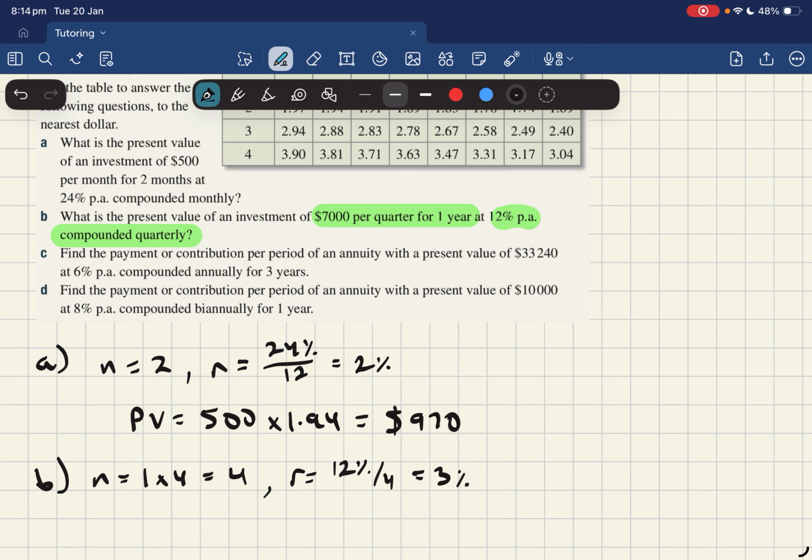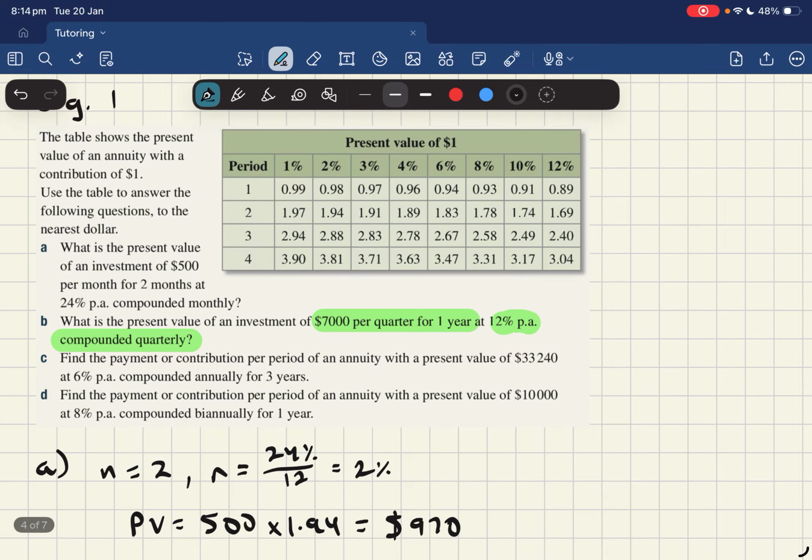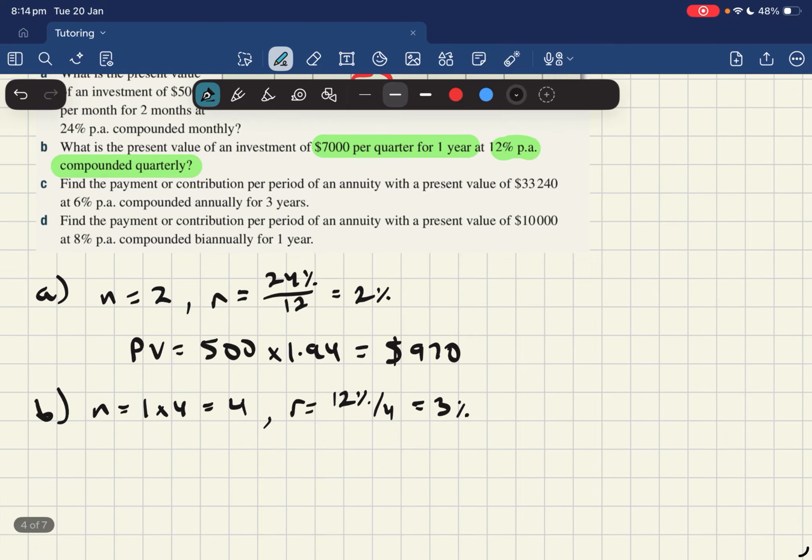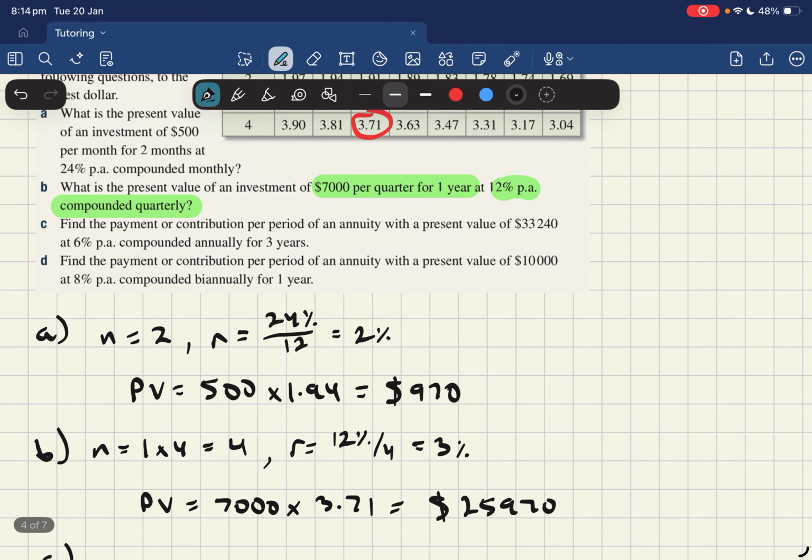Okay, so we're going to find the intersection. So we're going to look back up at our table. N is 4, so the period is 4, and the rate is 3%. So I get 3.71. That's our intersection value. So for my present value, 7,000 multiplied by 3.71. Okay, that gives us 25,970.